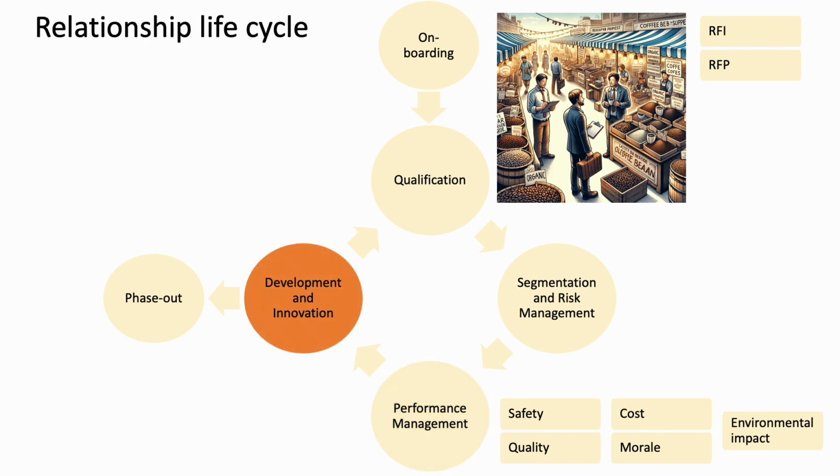Development and innovation. At this stage, the coffee shop works closely with strategic suppliers to innovate and improve products or processes. This collaborative effort can lead to cost reduction, waste elimination, and the development of new products or services, benefiting both parties. Phase out. Not all supplier relationships end with a phase out. For our coffee shop, some supplier partnerships might last a long time without ending. When a phase out does happen, it's usually because the contract is over or there's a better offer elsewhere. Planning ahead helps the coffee shop switch suppliers smoothly, keeping everything running as usual.